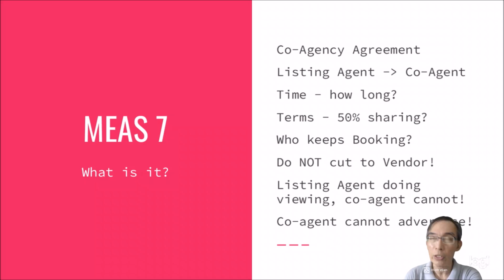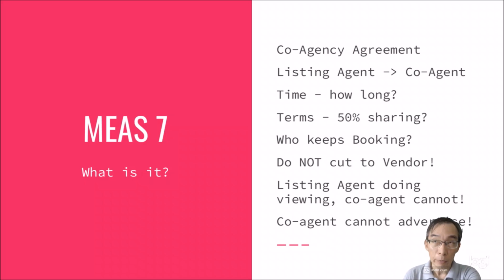There is no such agency contract, and therefore the owner has never agreed to give the co-agent the right to advertise. If you look back at MEAS 3 on the types of appointment, usually in the engagement letter by the vendor to the agency which represents as a listing agent, there is a clause that allows the agent to do advertisement. That is an important clause to say that the agency which is appointed is allowed to represent the vendor to do the promotion.